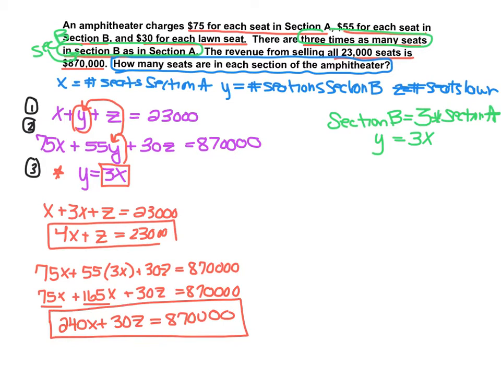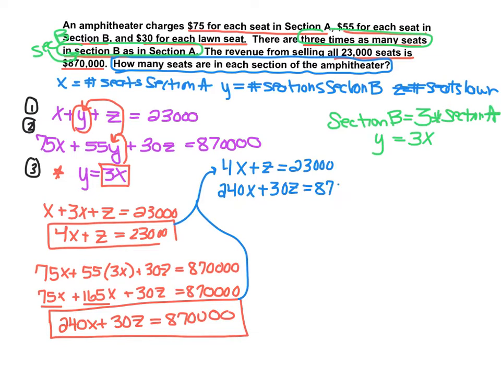So I now have a second equation. So what I've done is I've replaced all of the y's with what y was equal to, which was 3x, into both of those top two equations, and I created a new two-variable system here with these two equations. So what I'm going to do now is I'm going to take 4x plus z is equal to 23,000. Then I have 240x plus 30z is equal to 870,000. And then from here you can utilize whichever strategy you would like.